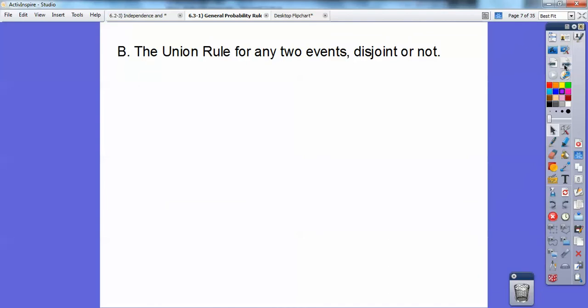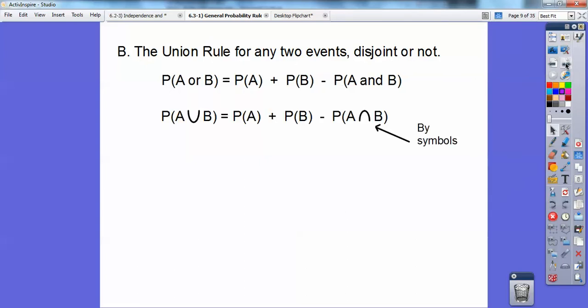And this works for any two events, whether it's disjoint or not. So you add probability of A plus probability of B, and then you subtract off their intersection. Notice disjoints don't have any intersections, so it would be minus 0 right here. But here, since it gets counted twice, you just take off that intersection once. Okay, so here we go. Let's try a couple here. And then that's by symbols right there.